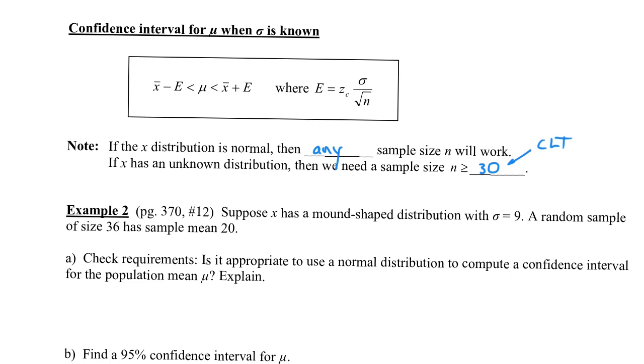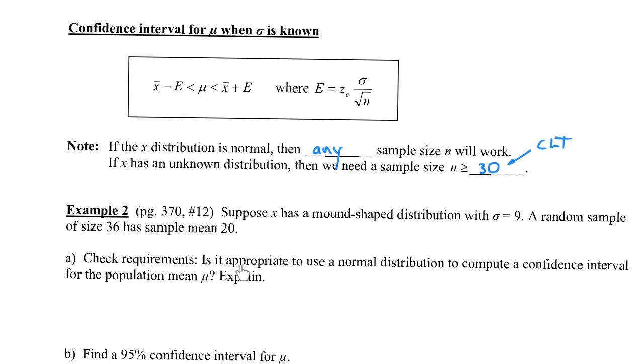So it says check the requirement. Is it appropriate to use a normal distribution to compute a confidence interval for the population mean mu? Well, sometimes the author will say something like, suppose x has a mound-shaped distribution, which sounds like, well, maybe it's mound-shaped and symmetrical enough to be normal, but it really doesn't even matter because of right here, sample size 36.